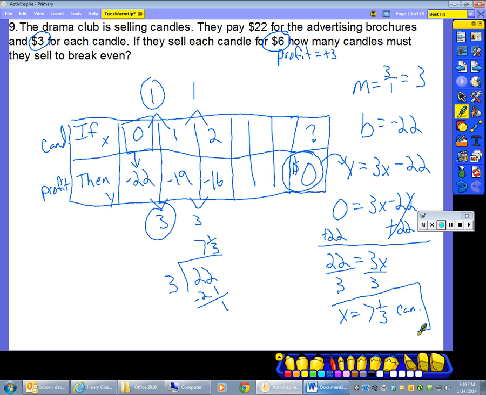Now you have to think about this. Class, listen up. Can you sell part of a candle? No, most likely someone's not going to want to buy part of a candle. So how many candles must I sell in order to at least break even? What do you think? Let's go with someone I haven't picked. Ben. Yes. So in this case, I would have to sell at least 8 candles in order to break even. And that is it. Thank you.